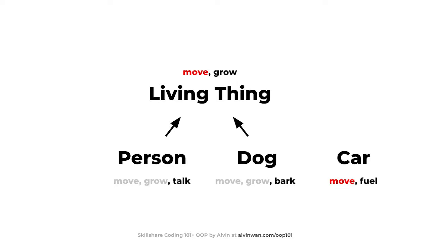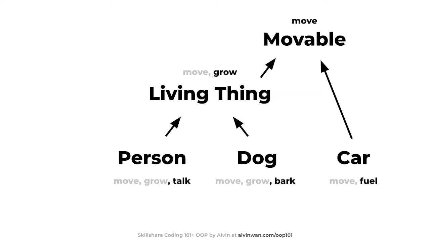However, what if we add a car class? A car is not a living thing, but it can move. Let's create another parent class for classes that can move. This new class is called movable, and both living thing and car inherit from it. Great! But what if we add a plant class? It's a living thing, but it doesn't move. There's no clear hierarchy where this will work.